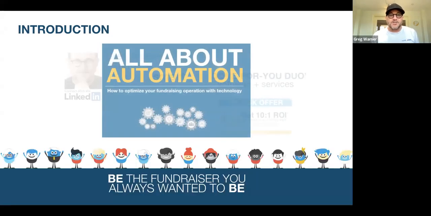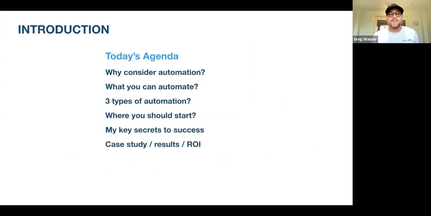All right, so let's get to all about automation, right? Here's your agenda for today. I'm going to talk about why you should consider automation more than you probably have in the past. We'll talk about what you can automate and the 3 types of automation, according to me. I've broken down the types of automation I've seen, and I determined there's 3 types. And I'll help you prioritize where you should start rather than jumping into all 3 types.